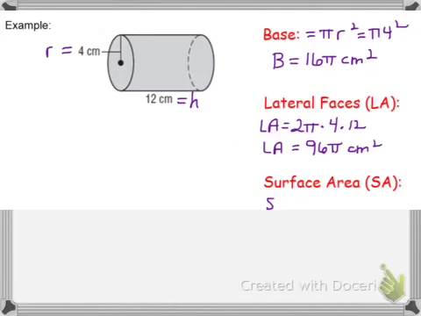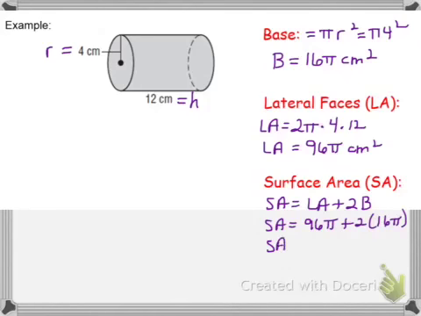So now that we have the lateral area and the base area, now we can find your total surface area. So again, your surface area is a combination of your lateral area plus 2 of your bases. So if we plugged in what we had, your surface area is equal to the 96 pi plus 2 of your bases. We have 2 16 pi's.